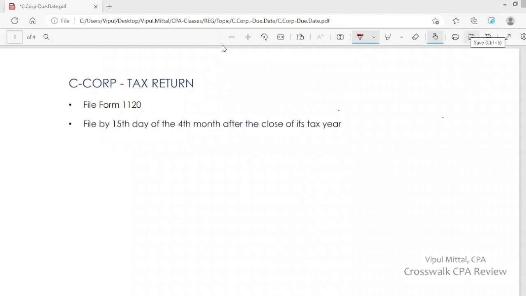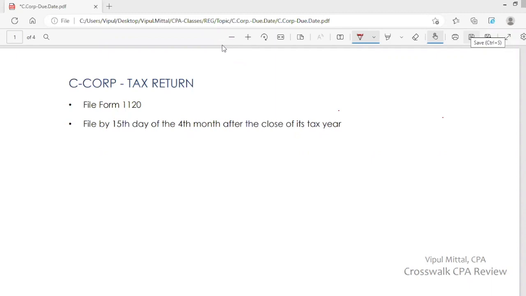In this session I will discuss the due date to file a tax return by a C corporation. A C corporation files its tax return on Form 1120, and it has to file by the 15th day of the fourth month after the close of its tax year.